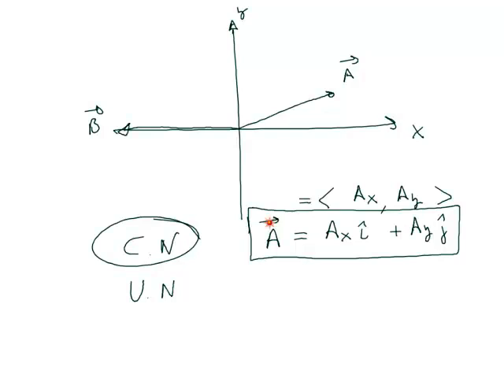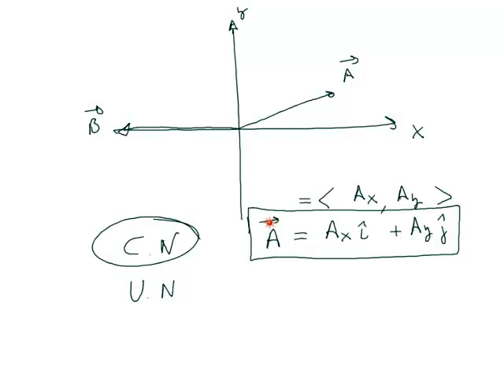If you write in English and you can't spell any of the words, then the person who's going to try to read you is going to be like, what are you talking about? So, same thing. CN stands for component notation, and UN, unit vector notation.